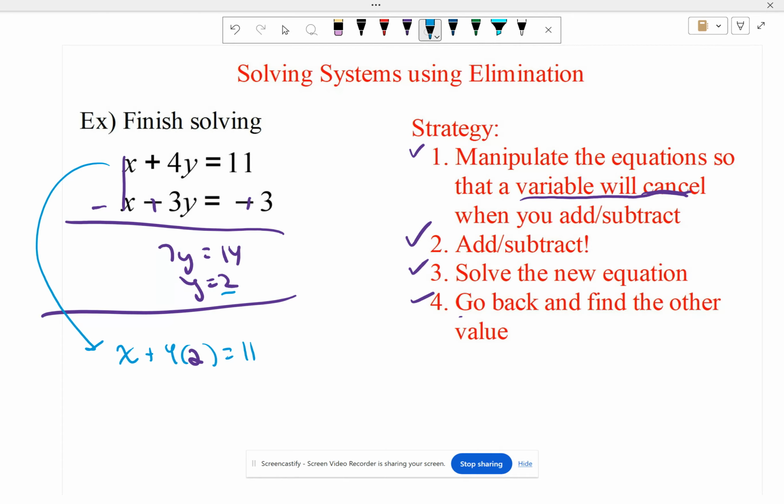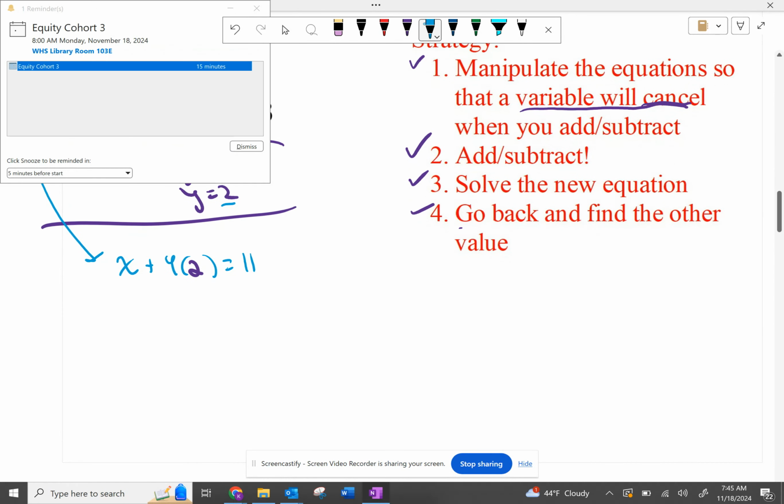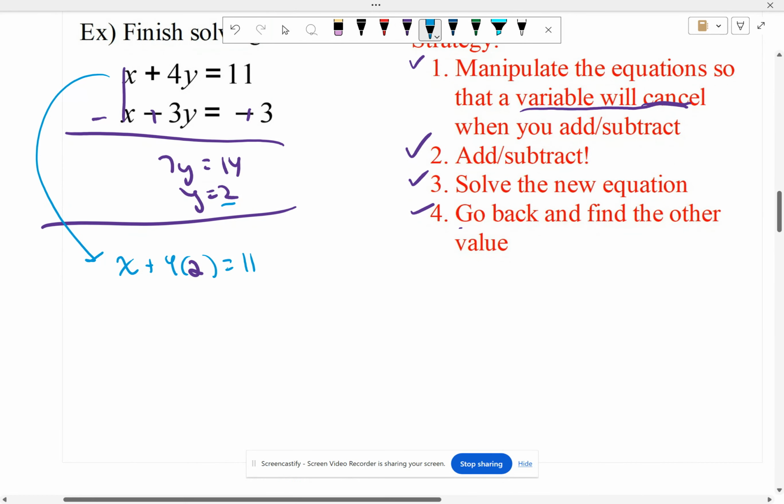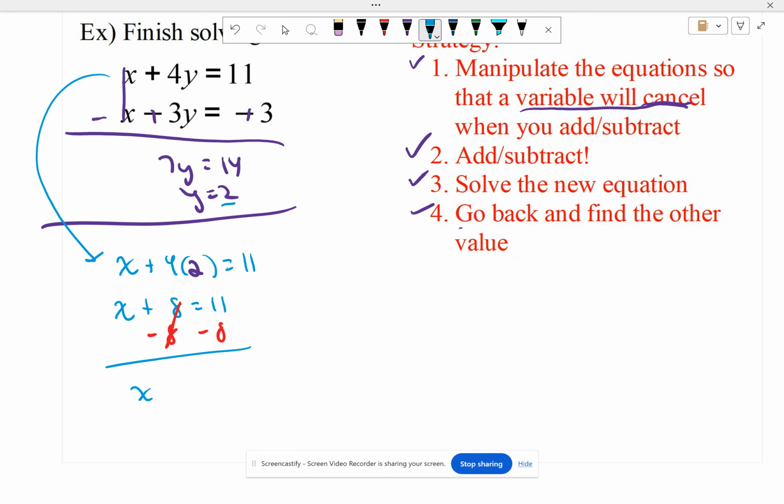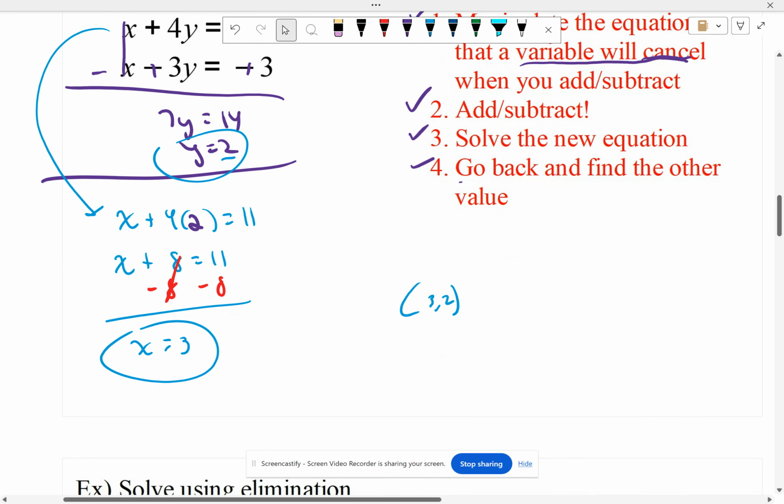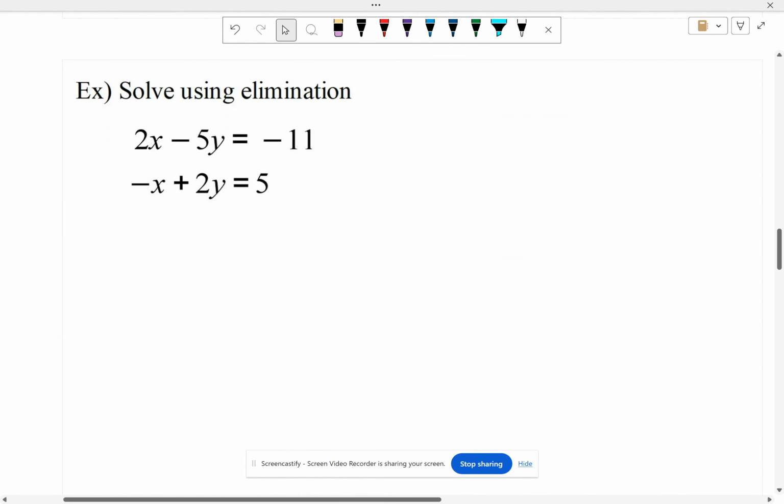Now that I know that y is 2, I have an equation with just x. So this becomes x plus 8 equals 11. Subtract 8 on both sides. And then we find the other value, x equals 3. So the point 3 comma 2 is where the lines would intersect, but that is the value of x and y that solve that system.